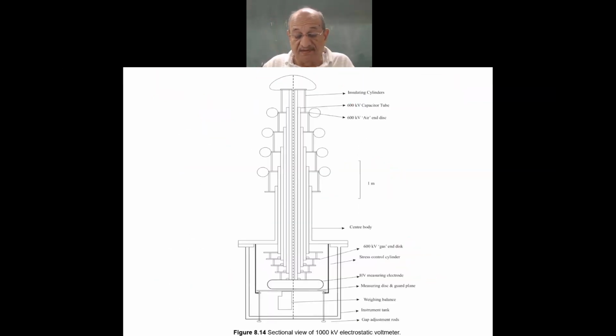Now, this is a wonderful thing, as you see here, a sectional view of a 1000 kV electrostatic voltmeter with dimensions, as you see here. This much is showing you 1 meter. So how many meters high would it be? 1000 kV.